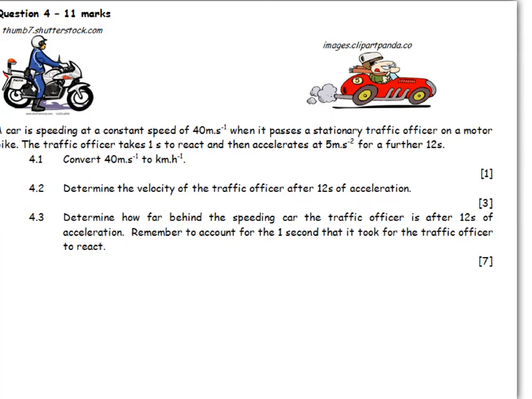So a car is speeding at a constant speed of 40 meters per second, and it passes a stationary traffic officer on a motorbike, and the traffic officer takes about 1 second to react, and then he accelerates at 5 meters per second squared for 12 seconds.